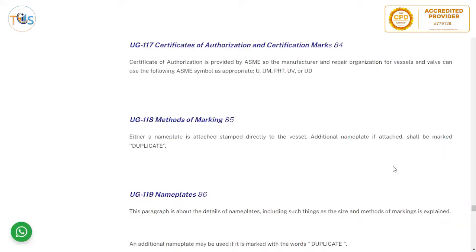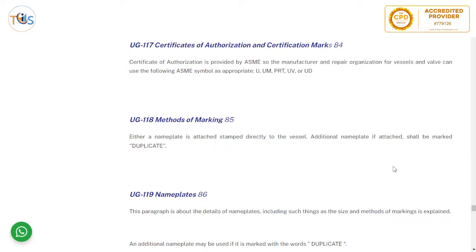Certificate of authorization and certification mark is provided by the ASME, so the manufacturer and repair organization for vessel and valve can use the ASME symbol. So the manufacturer should have a quality control manual and quality control system in place, audited by the ASME representative, and then they award them an ASME U stamp. Together with the ASME authorized inspector's review of the documents and witnessing of the pressure test and traceability of the material and NDT reports, the ASME U stamp nameplate can be affixed and they can call it an ASME pressure vessel.